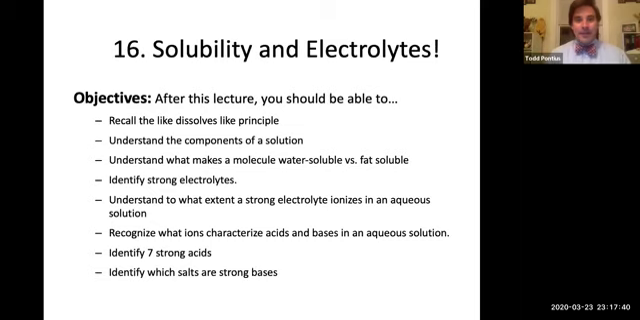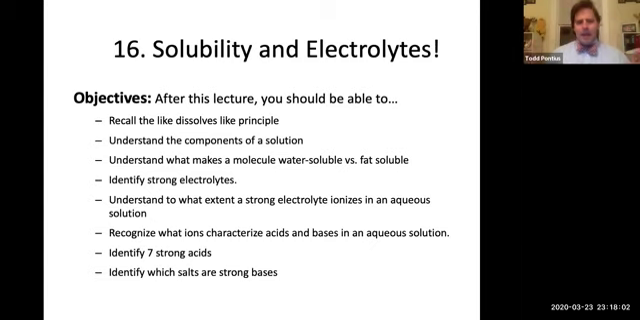Good day, everyone. Today, we're going to start by reviewing solutions. We're going to talk about solutes, solvents, the like dissolves like principle, just to kind of get back up to speed. Then we're going to talk about electrolytes, compounds that form ions in solutions. And specifically, we'll be talking about strong acids and strong bases.